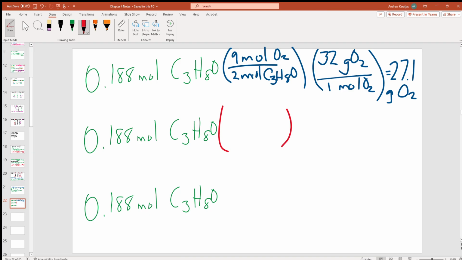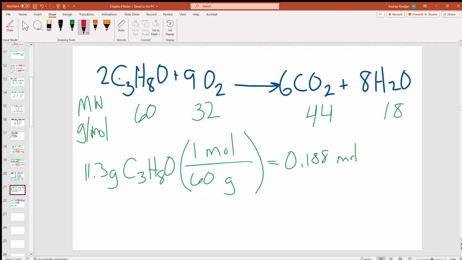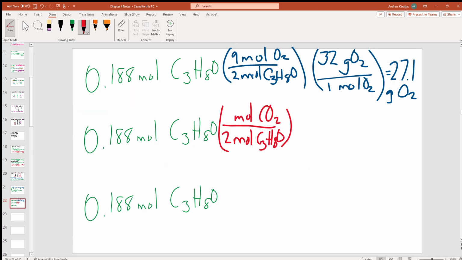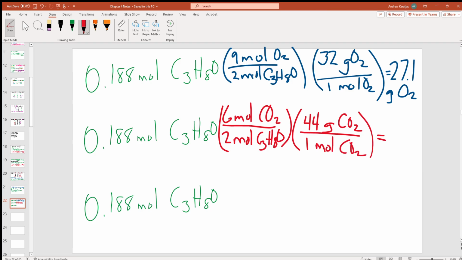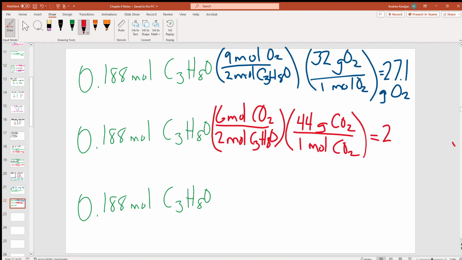Our next one will go to moles of CO2. Back to our balanced equation, that means 6 moles of CO2. And then carbon dioxide, we said, has a molar mass of 44 grams. So again, we can do our calculation here. When you think about it, stoichiometry is in many ways just another type of unit conversion.